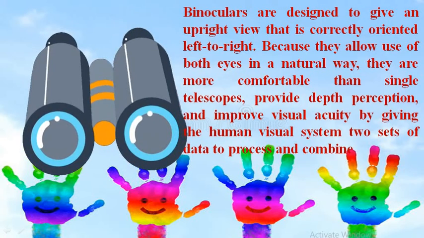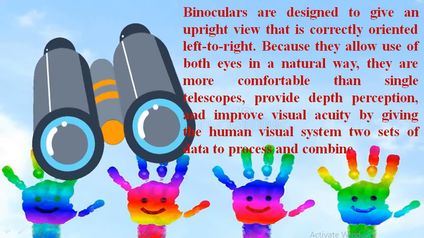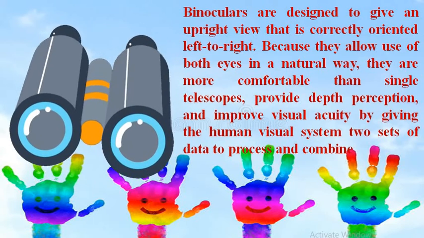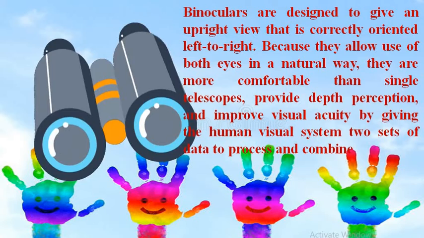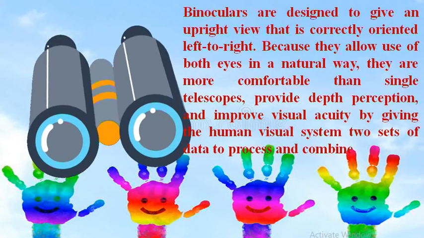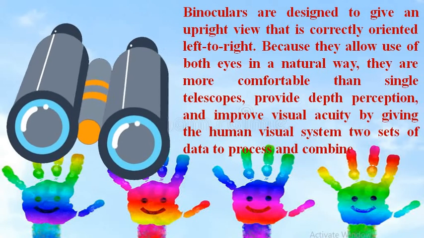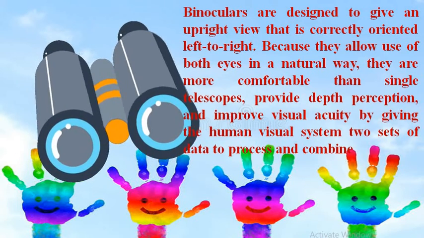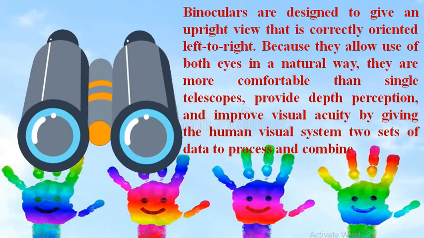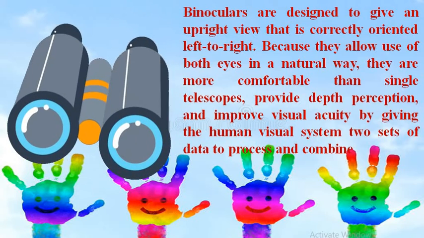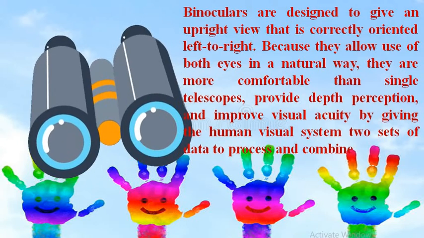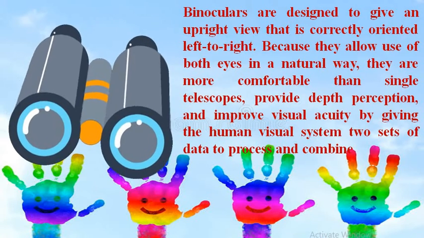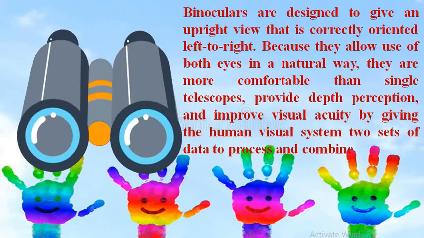This is binocular. Binoculars are designed to give an upright view that is correctly oriented left to right because they allow use of both eyes in a natural way. They are more comfortable than single telescopes, provide depth perception and improve visual activity by giving the human visual system two sets of data to process and combine.